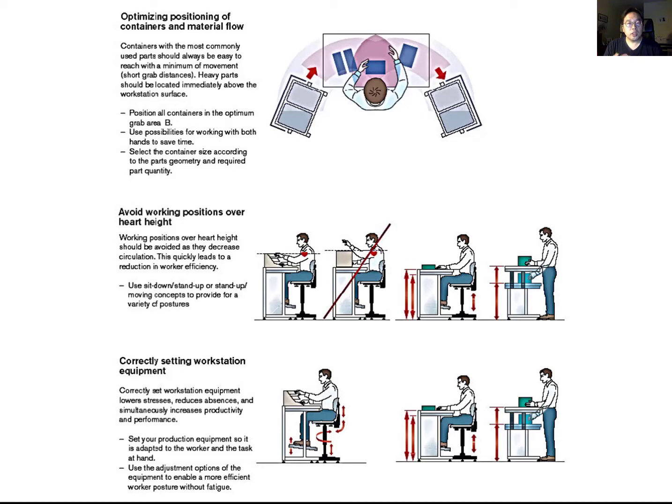Okay, the next one is pretty important: you need to avoid working positions above heart height, because it can lead to a reduction in worker efficiency. If your hand is higher than your heart position, you feel more tired when you work. So that's why you have to use an adjustable chair and adjustable table to adapt to this concept. It means your hand position is always lower than your heart position. Okay. So for this reason, I already talked about the adjustable chair and adjustable table.